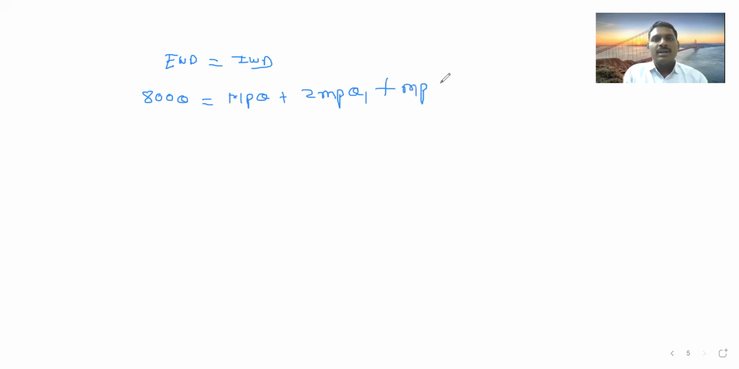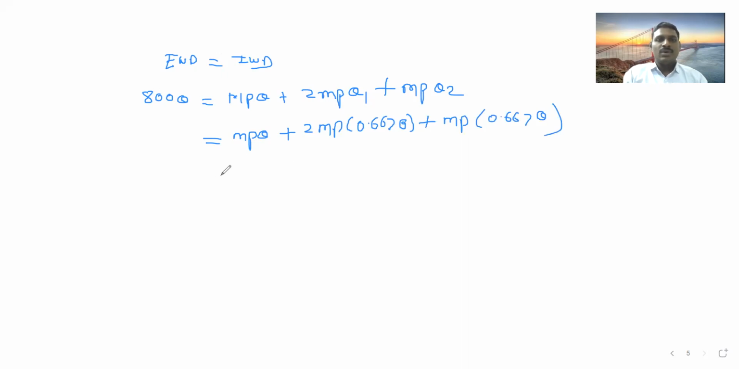So now equate external work done equal to internal work done. External work done is 400 theta, equal to internal work done: Mp theta plus 2 Mp theta 1 plus Mp theta 2. Now put the value of theta 1 and theta 2: 2 Mp into 0.667 theta plus Mp into 0.667 theta. So how much? 3.001.